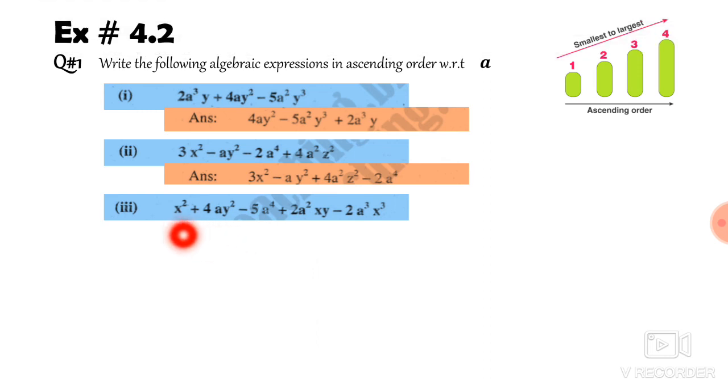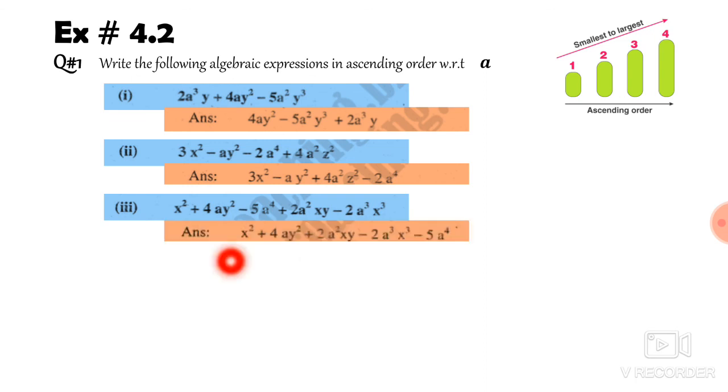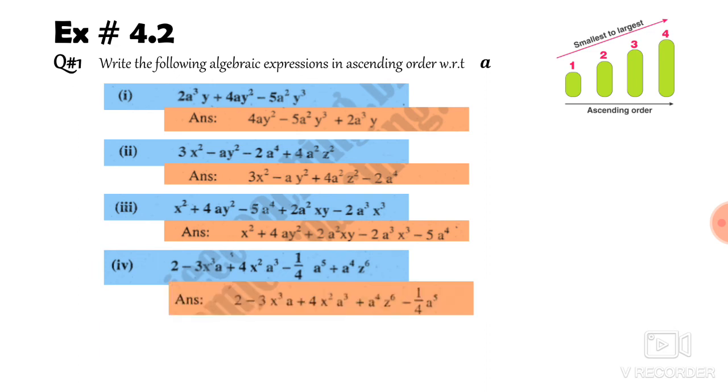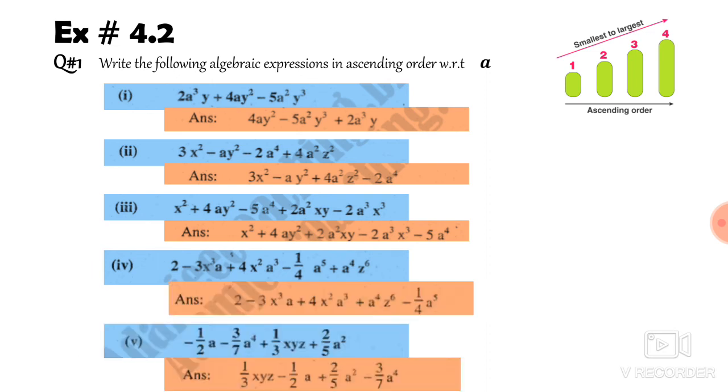Exponent of a is 0, exponent of a is 1, here 4, here 2, here 3. So we will write x square first because exponent of a here is 0. We will arrange them according to a. Exponent of a is 1, so this will be the next term. A exponent 2, a exponent 3 and a exponent 4. In the exact same way, you will solve the remaining part. This is question number 1.